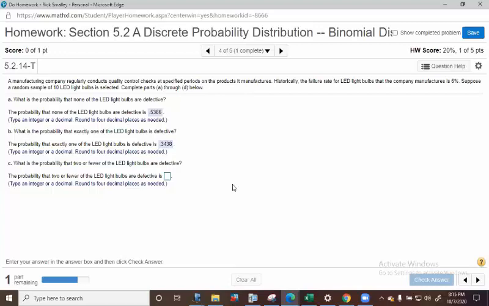Two or fewer, not fewer than 2. Two or fewer is going to be less than or equal to 2. That's 0, 1, and 2. Are we okay with that? 0, 1, and 2? Yes. Now, we can do it 2 ways. We've already done 0 and 1, correct? We can then do it for 2 and then add it to those 2 numbers.